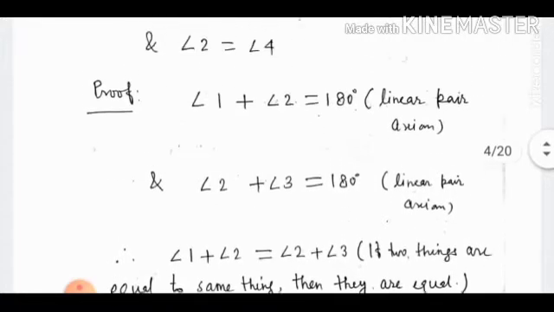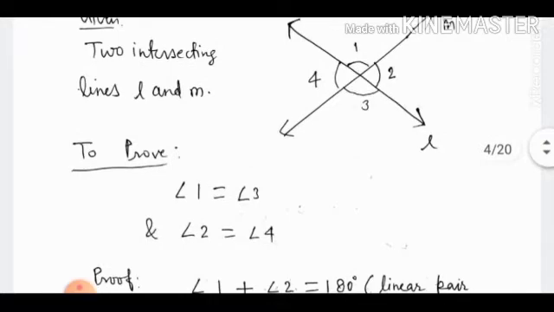Here we have taken angle 1, angle 2, angle 3. Then we have proved angle 1 is equal to angle 3. If we take angle 1, angle 4 and angle 2, then we can prove that angle 2 is equal to angle 4. But there is no need to prove angle 2 is equal to angle 4. The term "similarly" does that work, and you can write "similarly, we can prove angle 2 is equal to angle 4" and proceed.